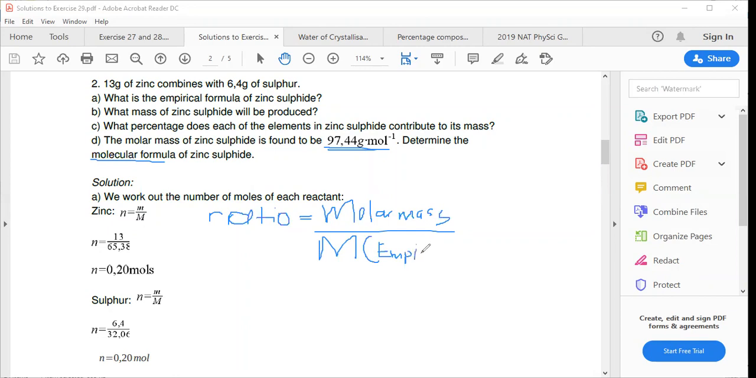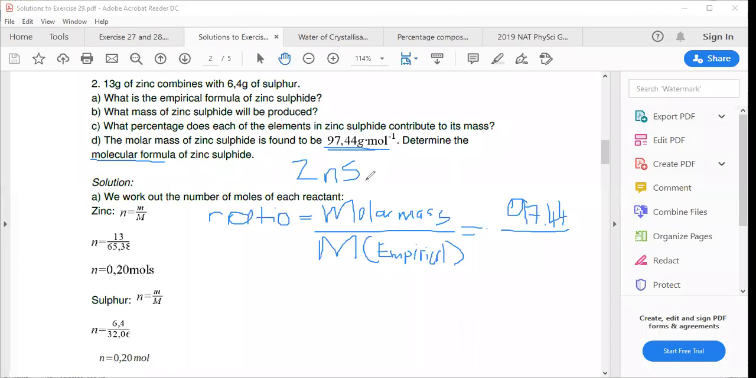The molar mass of the empirical formula. Right, so I'm going to divide. The molar mass is given as 97.44, so I'm going to write 97.44 over the molar mass of the empirical formula. What is the empirical formula that we found? We found our empirical formula to be ZnS.